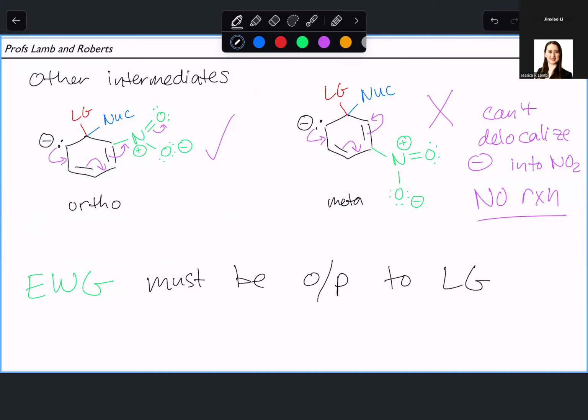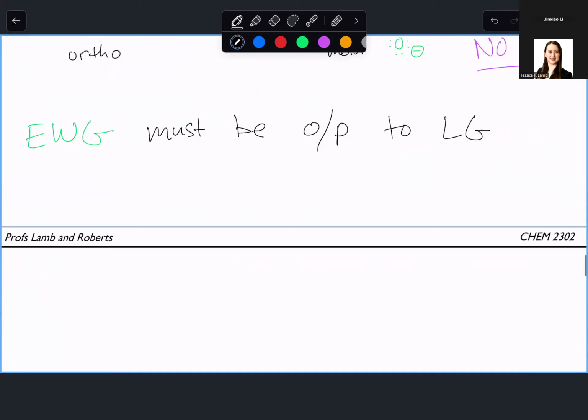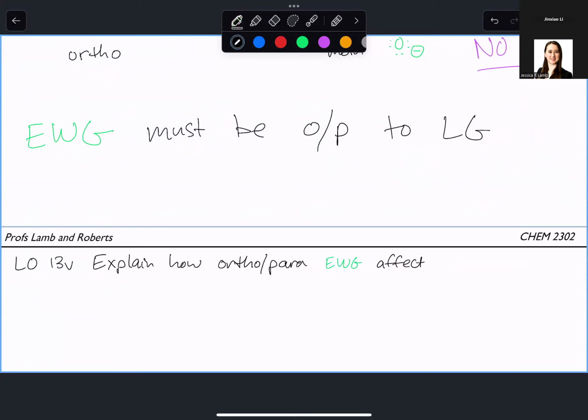Okay, so that's the basic mechanism. Now we're just going to talk about variants of this and how different aspects of the aromatic ring affect this reaction. So our next learning objective is 13B. Explain how ortho-para electron withdrawing groups affect the rate of NAS.